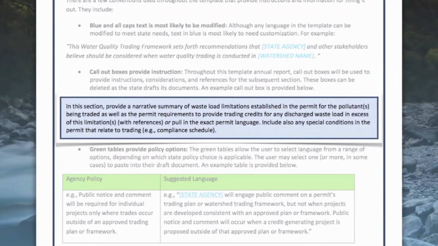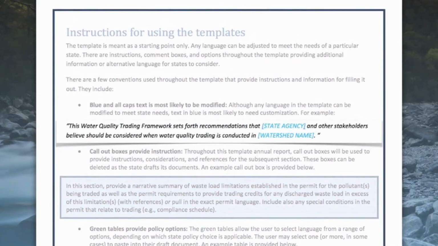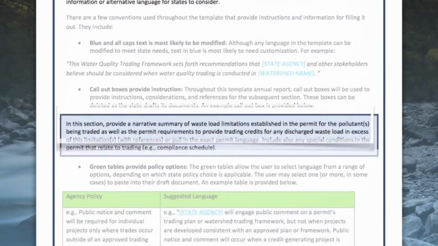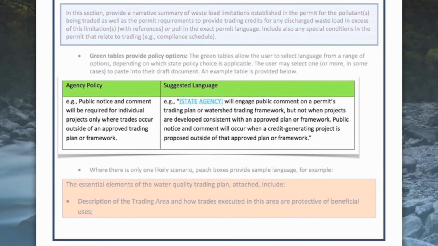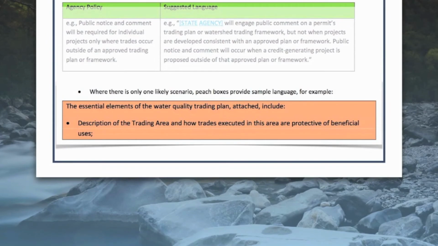Blue boxes provide background and context. Blue and all caps text is most likely to be modified. Although any language in the template can be modified to meet state needs, text in blue is most likely to need customization. Green tables provide policy options. Green tables allow the user to select language from a range of options depending on which state policy choice is applicable. The user may select one or more options to paste into their draft document. Where there is only one likely scenario, peach boxes provide sample language.